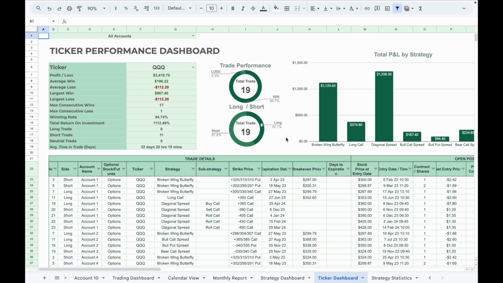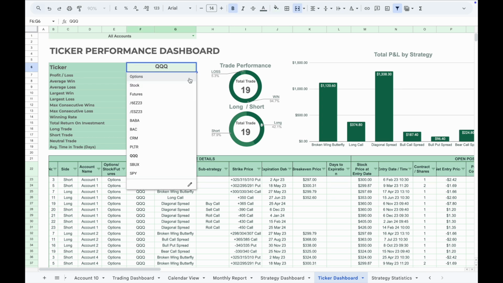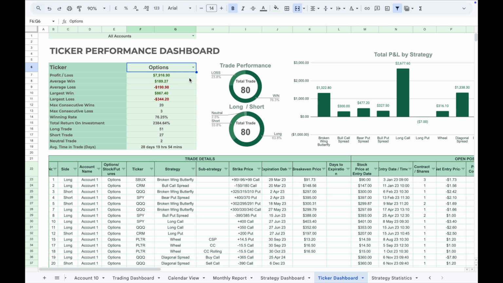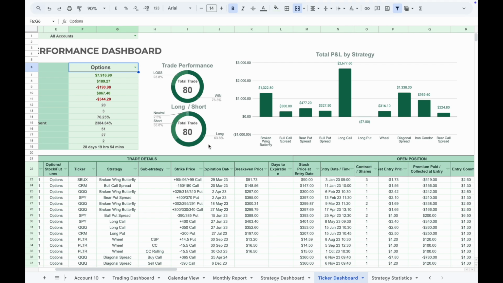In addition to the strategy dashboard, traders can analyze statistics and summaries for options, stocks, futures, or individual tickers. Simply select a ticker name from the drop-down list, and all trades associated with the selected ticker will appear in the table below. The summary includes statistics like total P&L, average win and loss, largest win or loss, maximum consecutive wins and losses, and average time in trade.